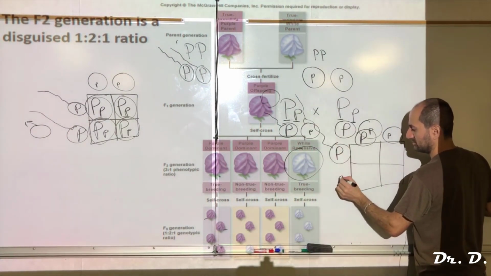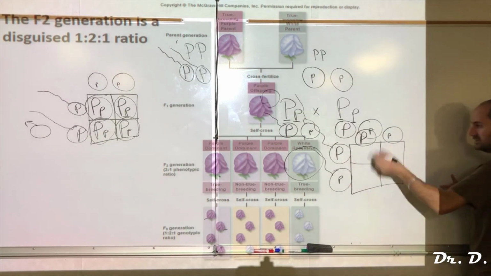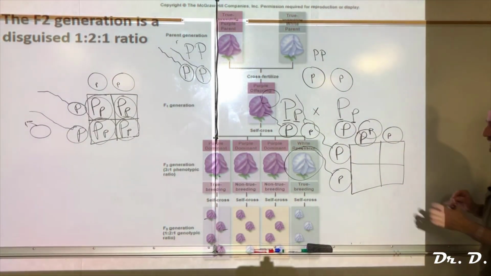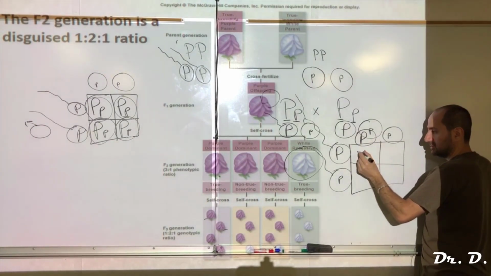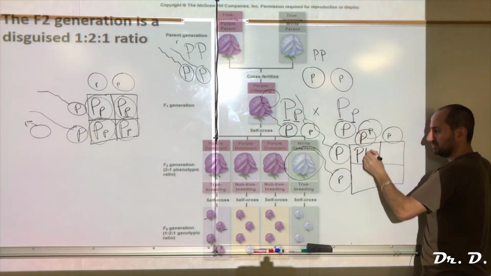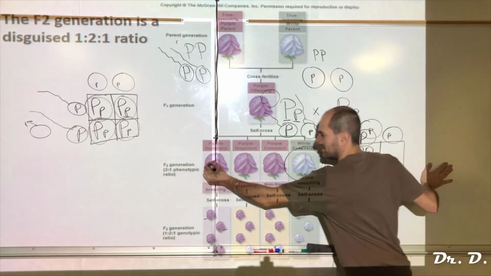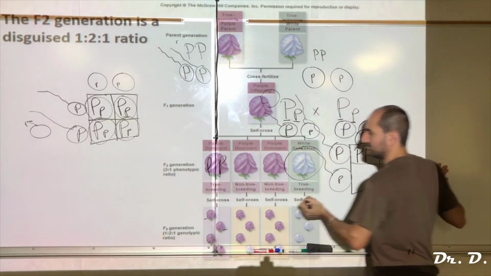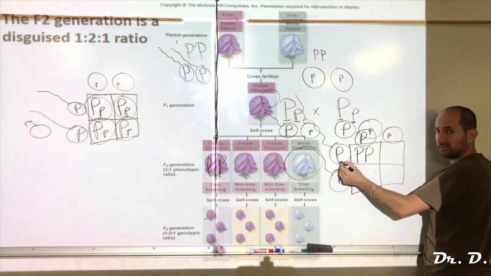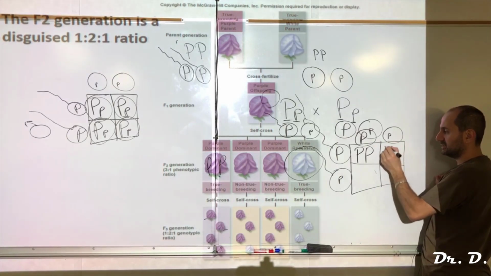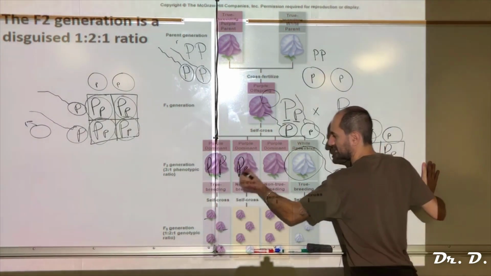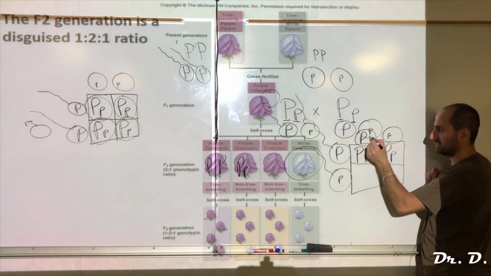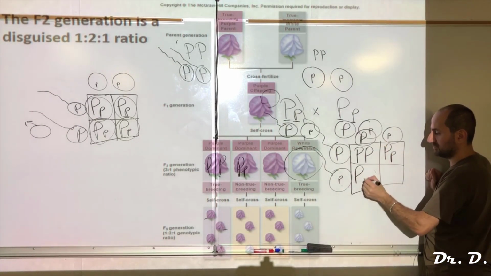Big P sperm, little p sperm. Now let's solve this square. If this big P sperm met this big P egg, the offspring would be big P, big P. That's this, remember? Big P, big P. If this big P sperm met that little p egg, the offspring would be big P, little p. That's this offspring here. If this sperm met that egg, it would still be big P, little p.